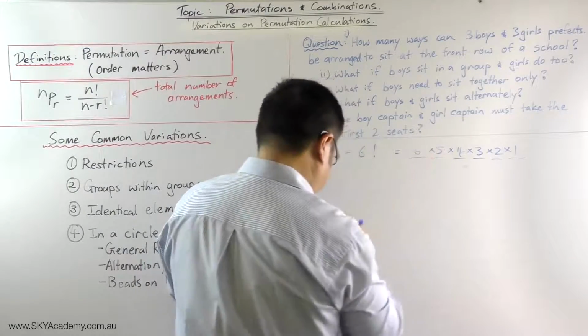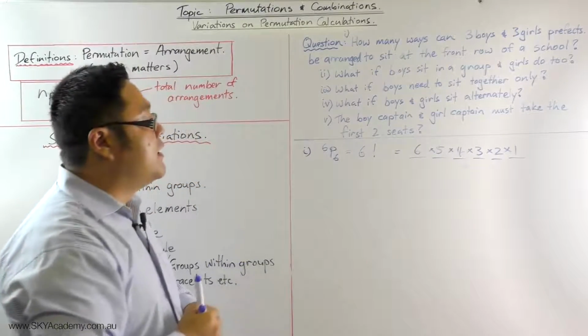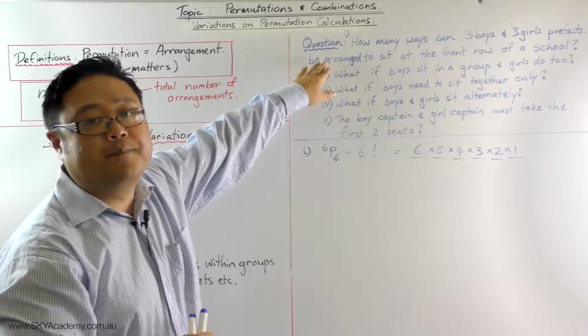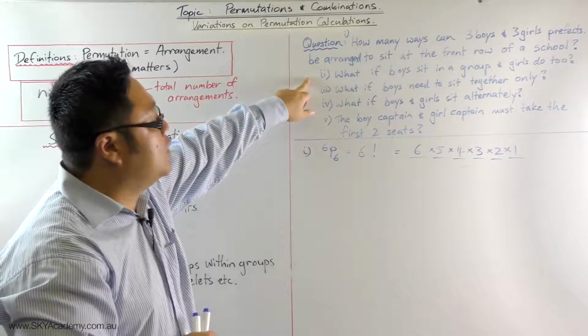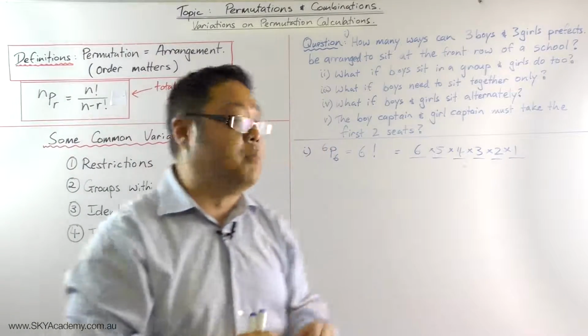Now, you probably can't see that well there, so let me just write this. There we go. That's probably a little bit better. All right, so you've got 6 factorial, right? So that's the answer to the first one, okay? Good. Let's have a look at the second one, and this is where groups within groups becomes important, okay?